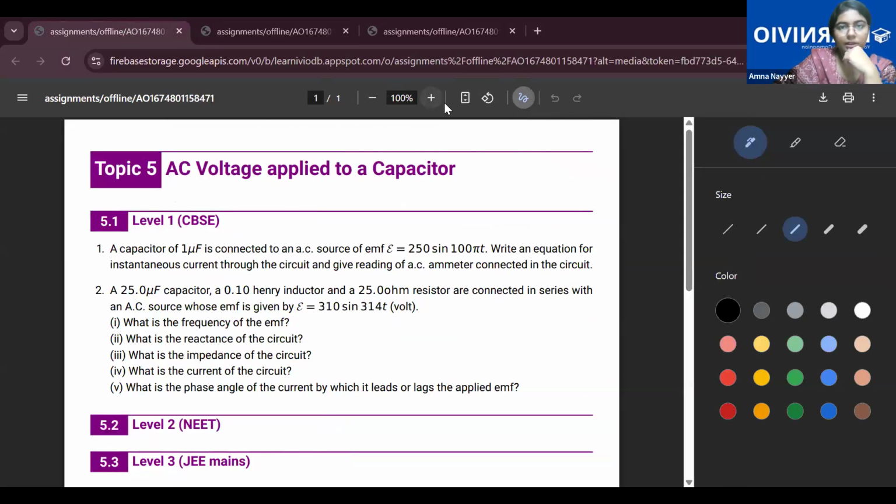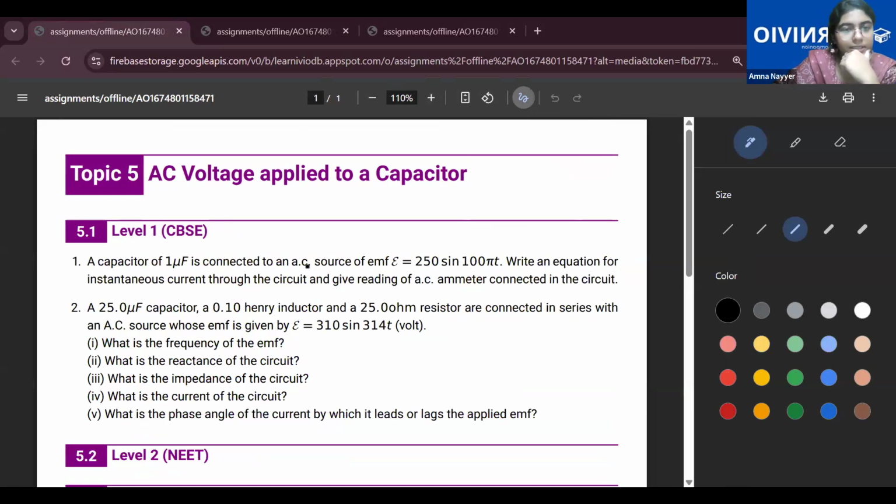Yes, ma'am. All right. One more last. A capacitor of 1 microfarad is connected to AC source of this. Okay, same question. C is just there. Use omega. Same thing. XC is equal to 1 by omega C. Omega is 100 pi. C is 10 to the power minus 6, okay, because it is farad. So same equation you can write using same thing, equation of instantaneous current, and for the reading, you calculate IRMS.